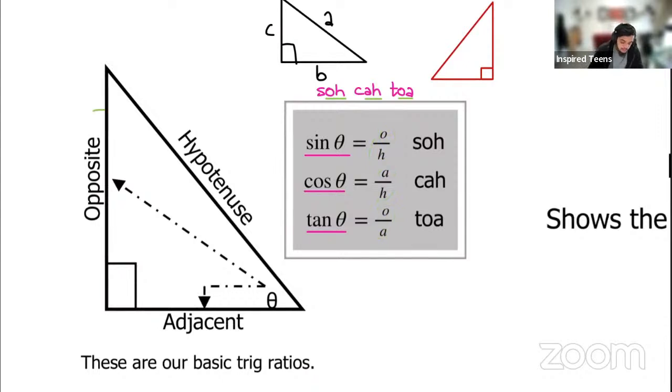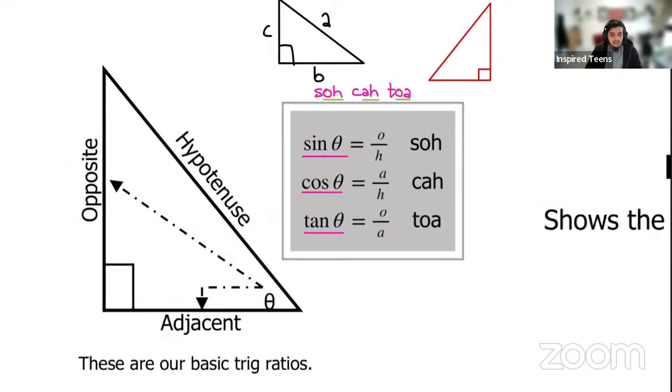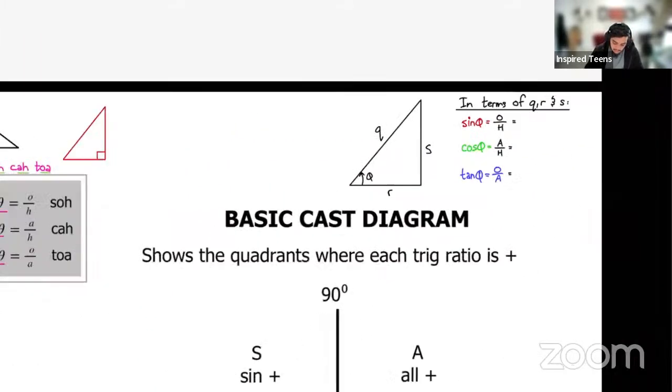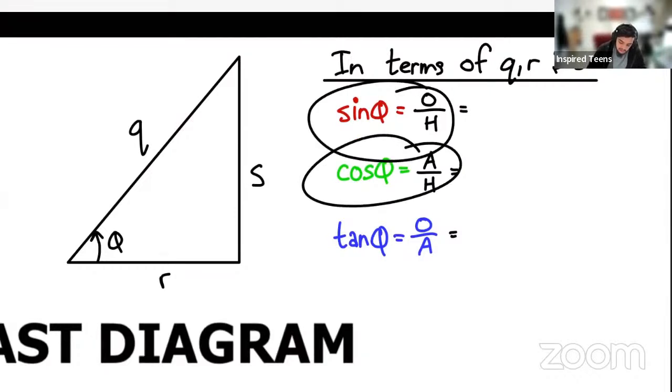And yes, we're working with the sides. Just keep that in mind. When we talk about opposite, we're talking about the length of the side. Let's do it quickly in terms of other variables. We're going to do it in terms of Q, R, and S, for sine theta, cos theta, and tangent theta.